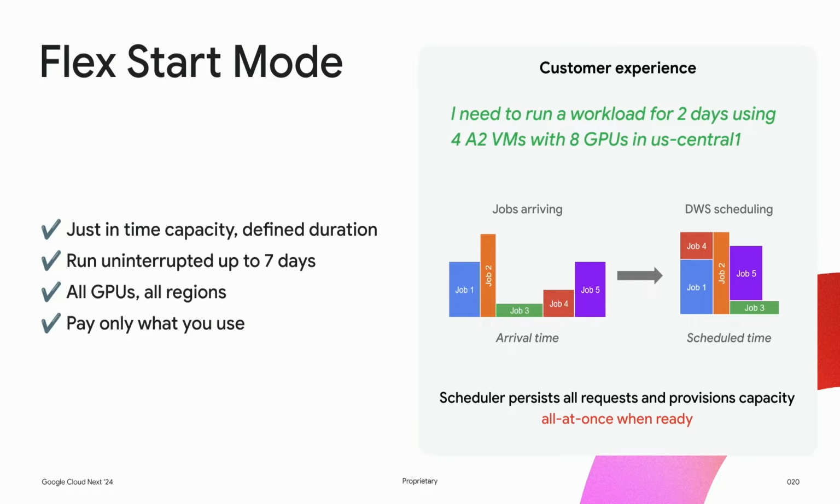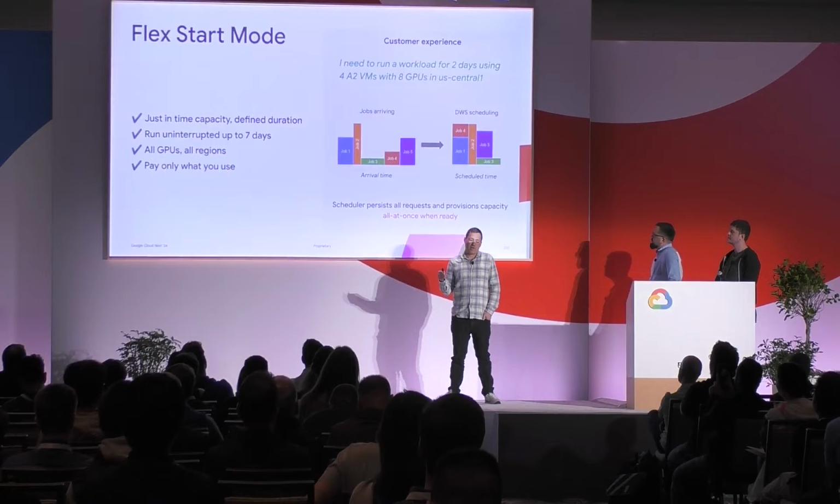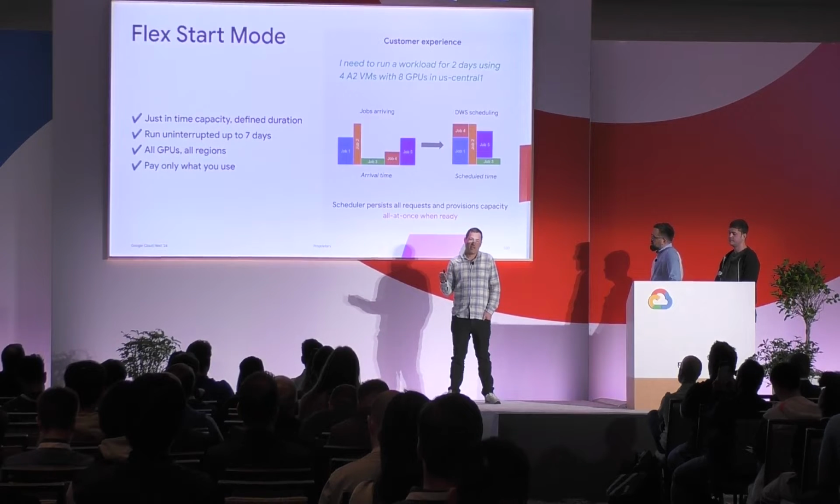So basically, you're going to say, hey, Google, I need to run a workload for 2 days using 4 A100 machines with 8 GPUs each in this region. We'll put it in a queue, and as soon as we have them ready, we'll deliver them to you all at once, and you can run your workload. You don't have to worry about paying for idle resources while you build up to all those machines.